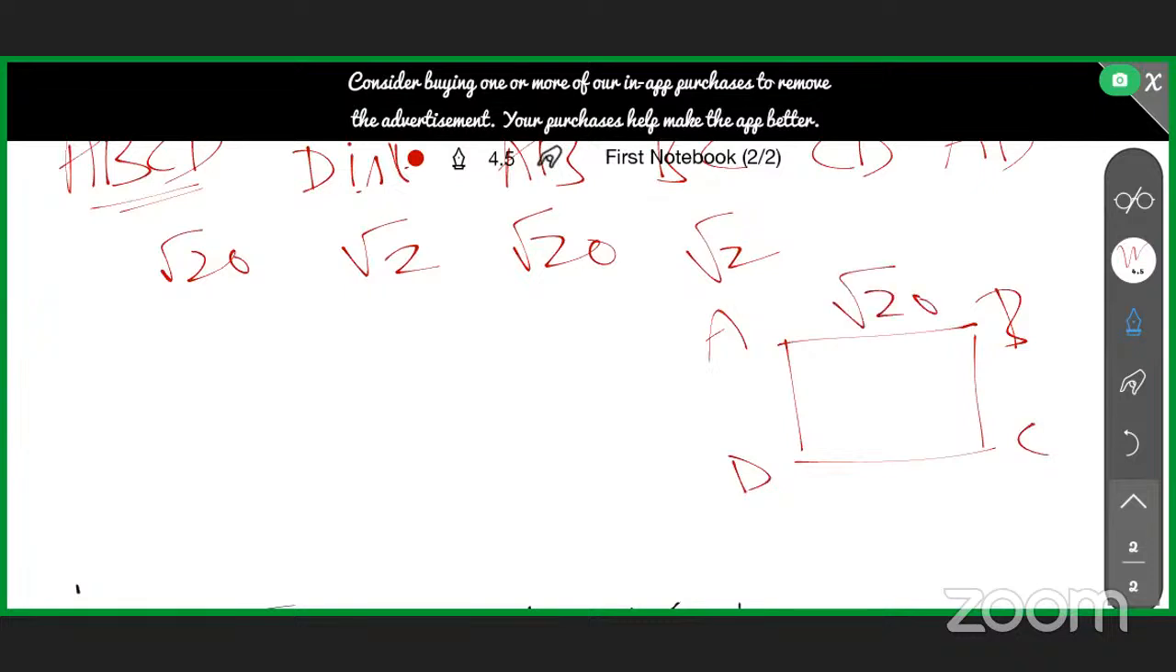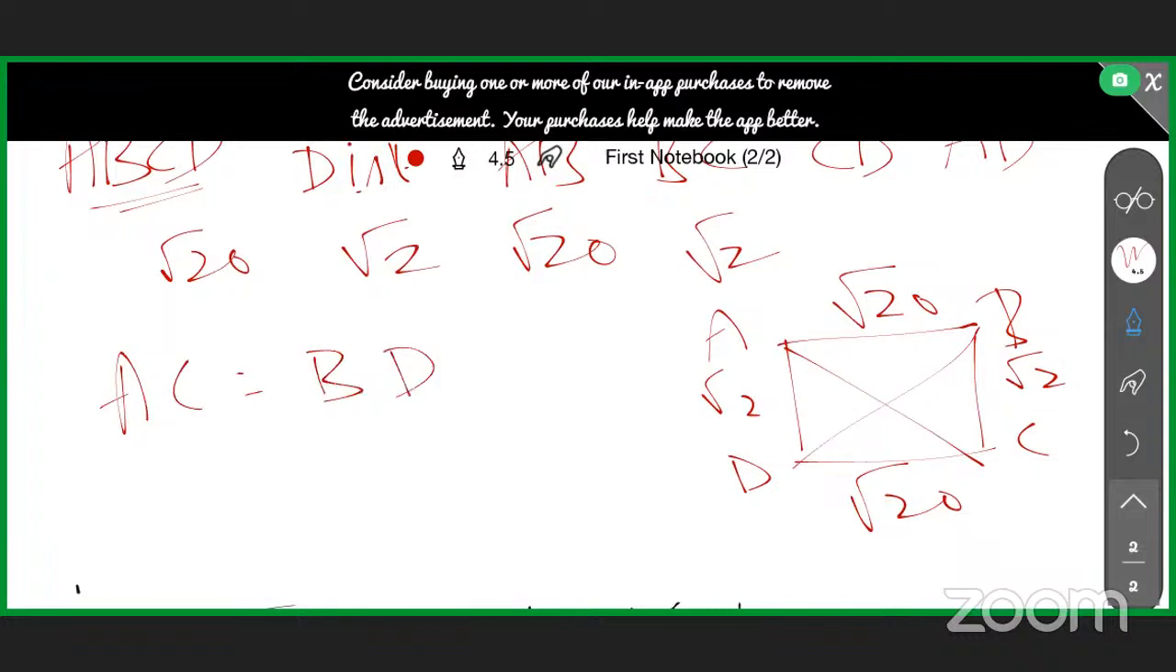my AB is getting root 20, my BC is getting root 2, my CD is getting root 20, my AD is getting root 2. That means my opposite sides are getting equal. But I can't conclude what type of figure it is. It can be a rectangle also, it can be a parallelogram also. For that, I have to find the value of AC and BD. If AC and BD are equal, then it is a rectangle. If AC and BD are not equal, then it is a parallelogram.